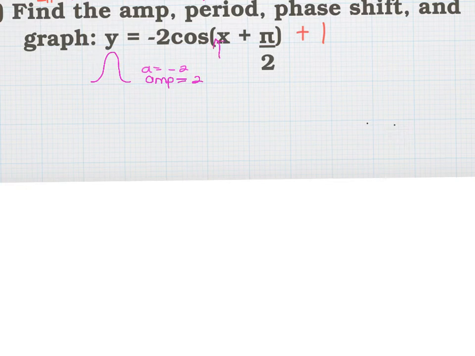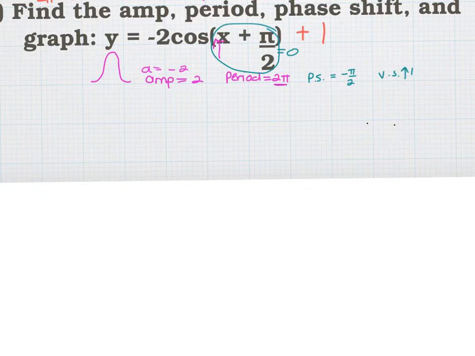There is 1 in between the cosine and the x, which means the period is 2 pi over 1, or 2 pi. And there's a phase shift because if I set this equal to 0, I get that the phase shift is -pi over 2, and then I just added on a vertical shift up 1. So if we're adding, it's shifted up. If we're subtracting, it's shifted down. All right, period is 2 pi.